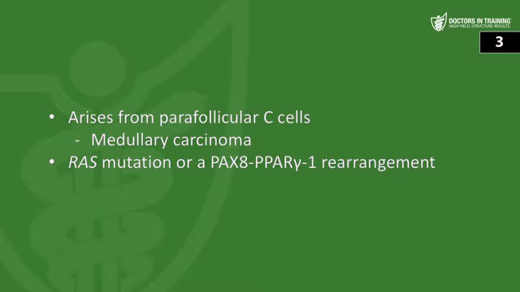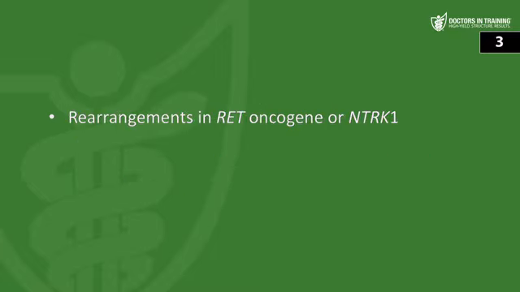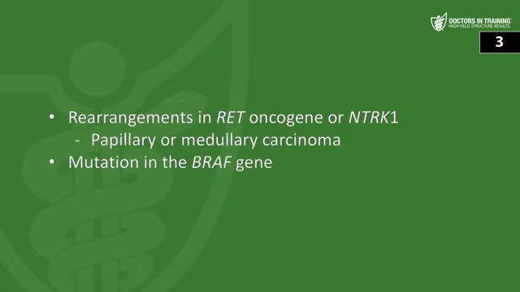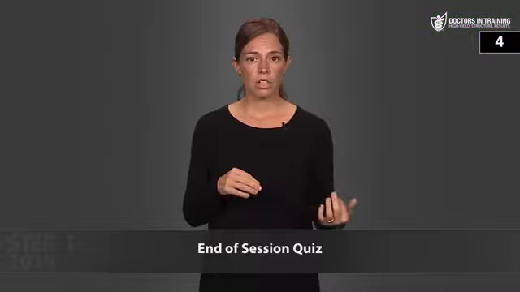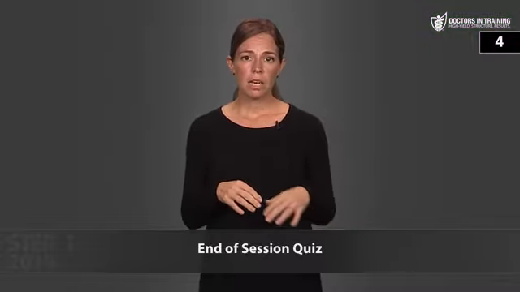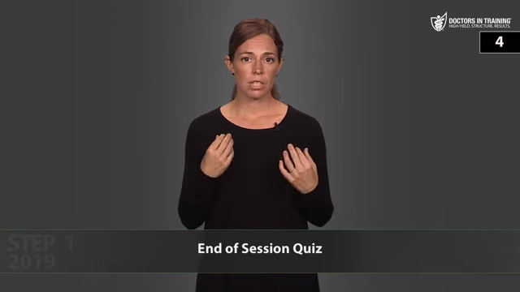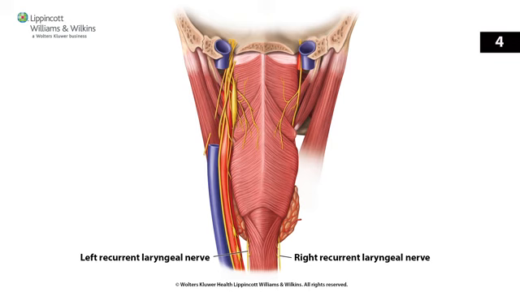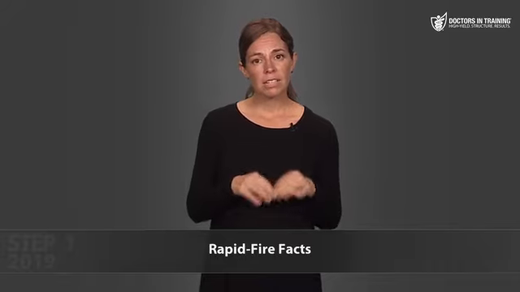Commonly associated with either a RAS mutation or a PAX8 PPAR-gamma1 rearrangement. This is follicular carcinoma. Commonly associated with rearrangements in the RET oncogene, can be either papillary or medullary carcinomas. A mutation in the BRAF gene is seen in papillary thyroid carcinoma. Next question, what nerve can be easily damaged in thyroid surgery and lead to hoarseness? That's the recurrent laryngeal nerve. All right, that's the end of session quiz.